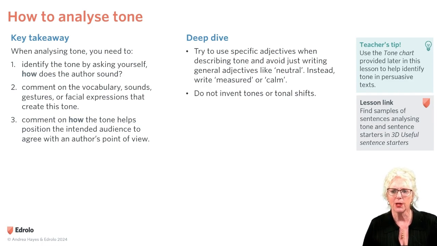When you're analysing tone, try to use specific adjectives and avoid just writing the really general ones like neutral. Instead of writing neutral, you could write measured or calm. One big thing, do not invent tones or tonal shifts. Use this tone chart that we've provided in this lesson to help you identify tone in persuasive texts. And you can find examples of sentences analysing tone, and sentence starters in section 3.